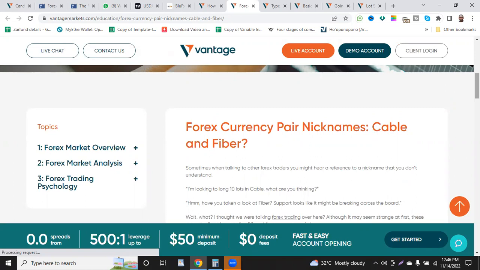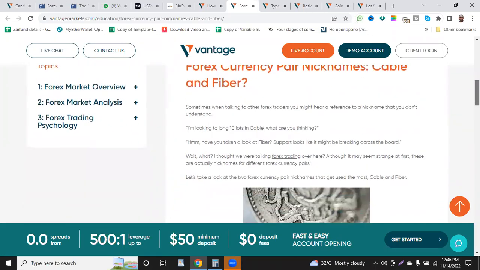You want to be able to know what people mean when they say the cable, what's the cable? When they say the fiber, what's the fiber? You want to be able to follow the lingo of the industry you are in. Every industry has its own lingo, and this is part of the lingo of the forex market. You know it because it's important for you to know. It helps your communication and your understanding of concepts within the industry.